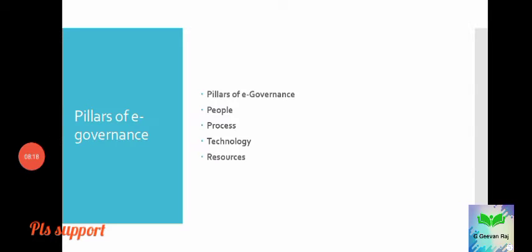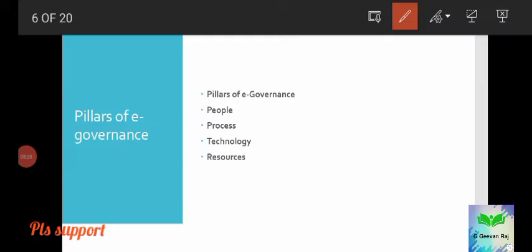Now, let us see what the pillars of e-governance are. There are four major pillars of e-governance. The first major pillar is the people. The second major pillar is the process. Third is the technology, and the fourth is the resource. So, the major pillars are people, process, technology and resources. I repeat, people, process, technology and resource. All these are important pillars of e-governance.